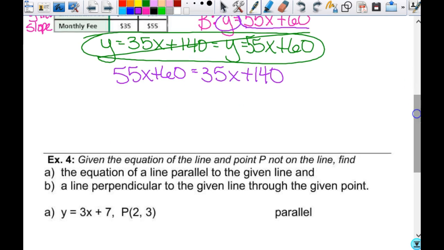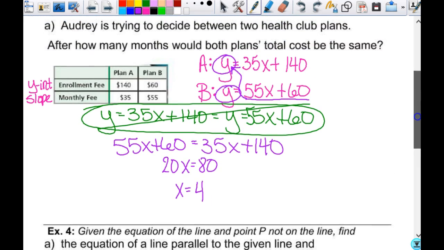All right, so now we just got to solve this, and I get 20x equals 80. So what does x equal? 4. All right, so are we done? Got to plug it back in? Yes? Okay. So I plug it back in. Why am I plugging it back in? To find out the y, because that's what we do with systems. What does the question say?